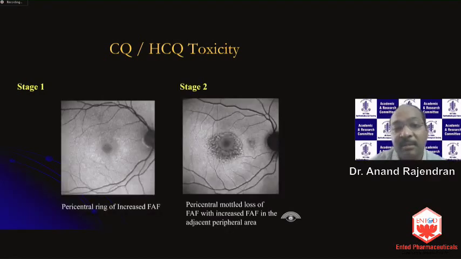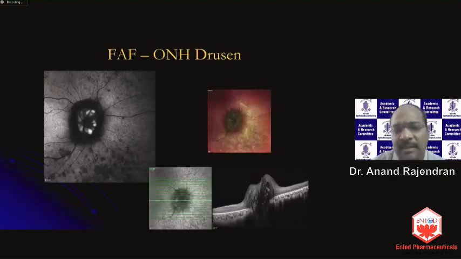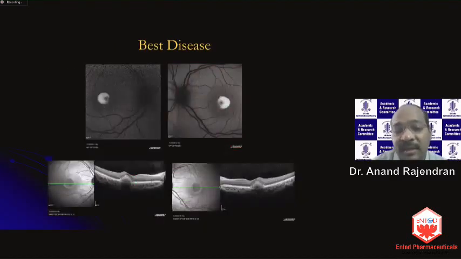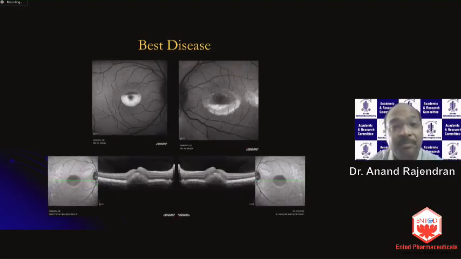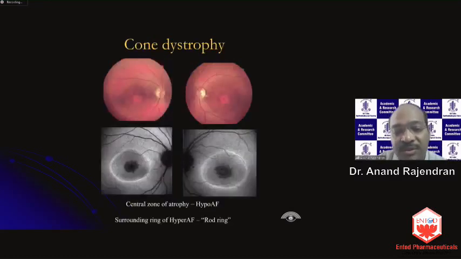Chloroquine toxicity, HCQ toxicity, we're probably going to see a lot more of that now. The different stages can be marked out beautifully with autofluorescence. Optic disc drusen, a classic indication, hyperautofluorescent, can be used easily, non-invasively, to distinguish it from the case of unilateral disc edema. Best disease, the lipofuscinoid material lights up like blood, and you can see the vitelliform stage very well. Stargardt's disease, again. Anand sir, we are really running short of time. If we can just hurry up. Hyperautofluorescence and this accumulation of lipofuscin. Cone dystrophies, you see this rod ring typically around that.